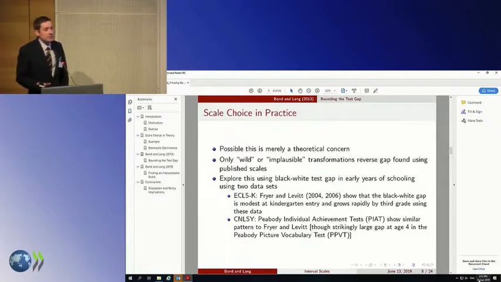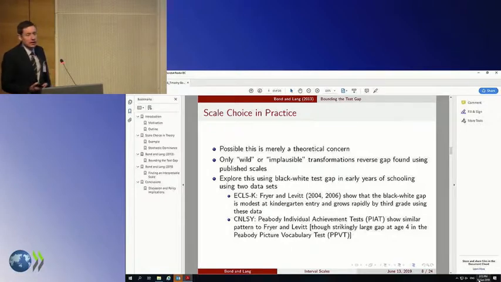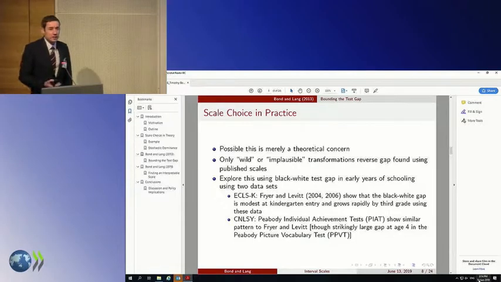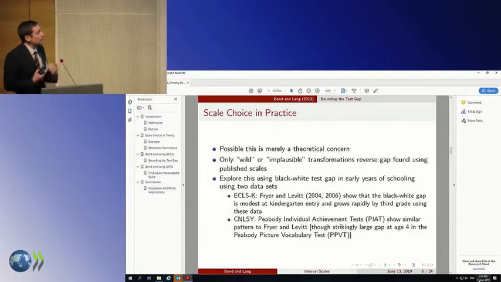Now, it's possible that this is only a theoretical concern. Maybe the types of gaps that we're interested in practice only differ if we impose really wild or implausible scales on the test. Now, I don't know necessarily what a wild or implausible scale is, but it's possible we could come to some sort of consensus. So what we're going to start off by doing is basically explore this in practice by looking at how sensitive the black-white test gap is to alternative scales.